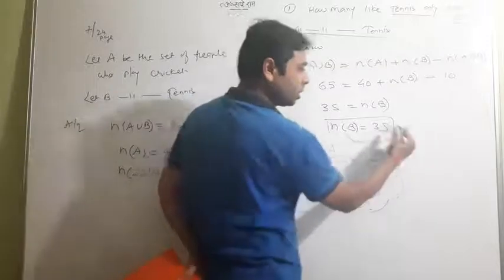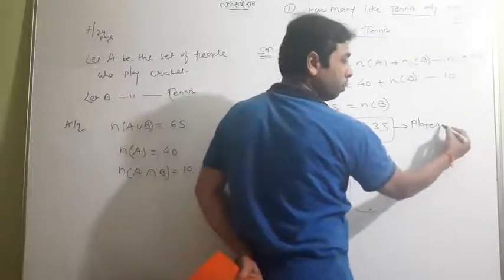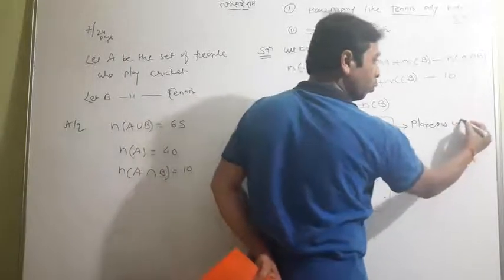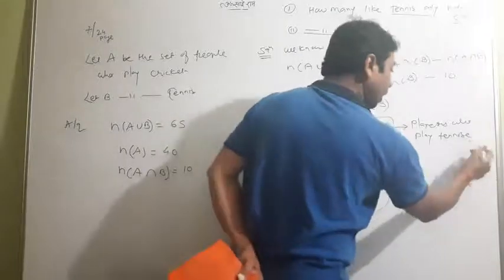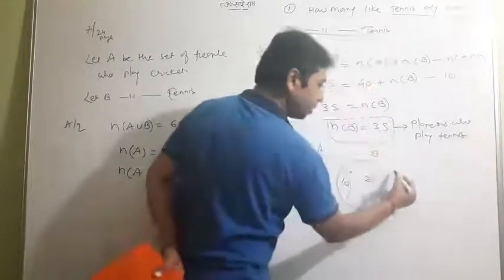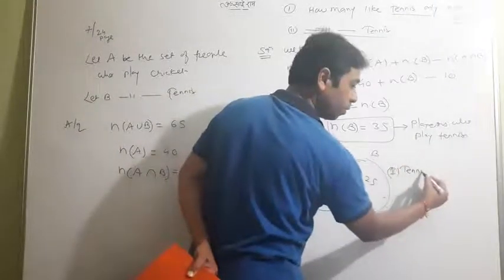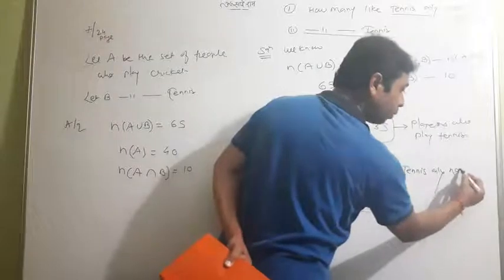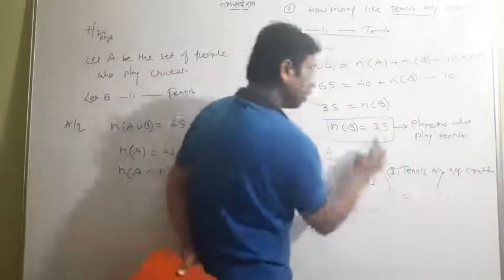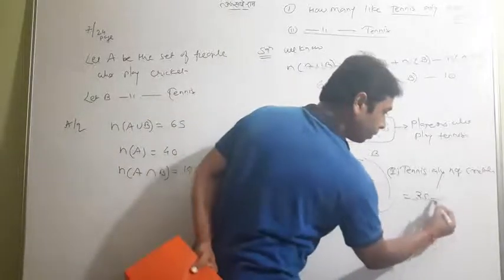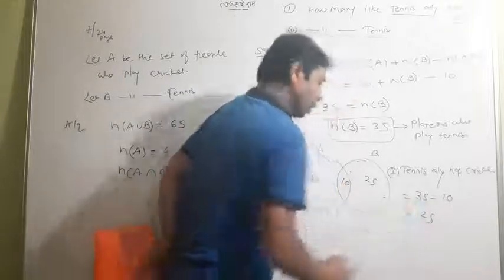The first question is about tennis: the players who play tennis, 35. And the next answer, which is actually the first question, tennis only, not cricket. What will you write? You will write 25. How will you write it? 35 minus 10, which is 25. Yes, 35 minus 10.